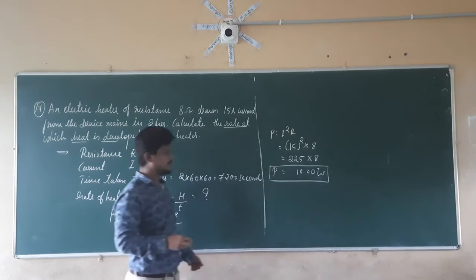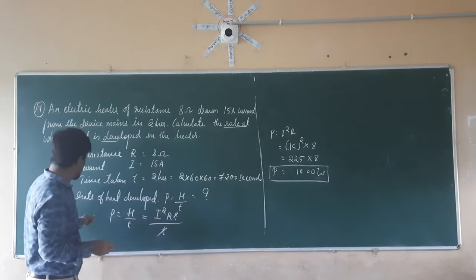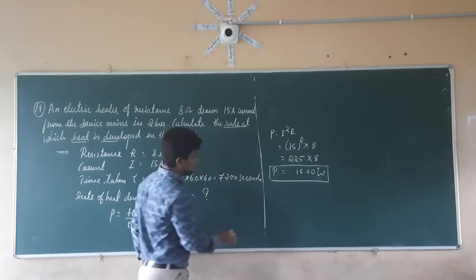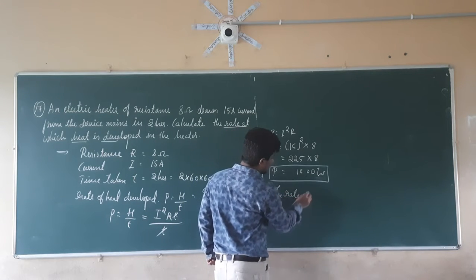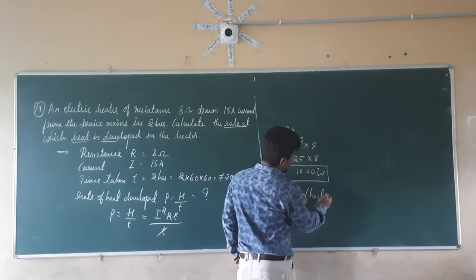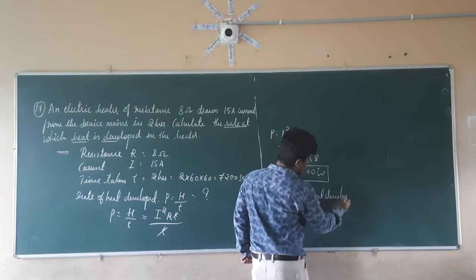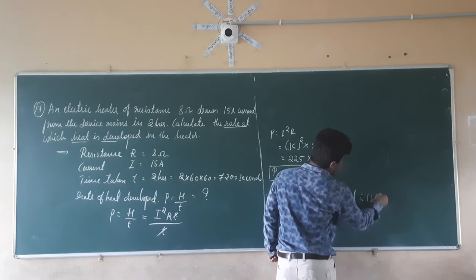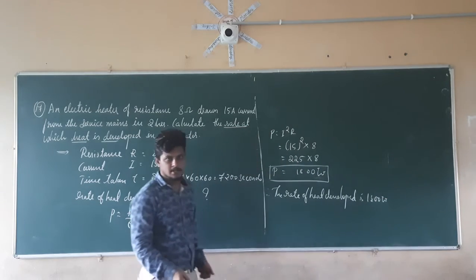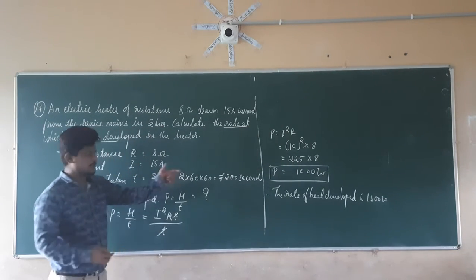Which is equal to how much? 1800 watts. So the rate of heat developed is equal to 1800 watts. So that is the answer.